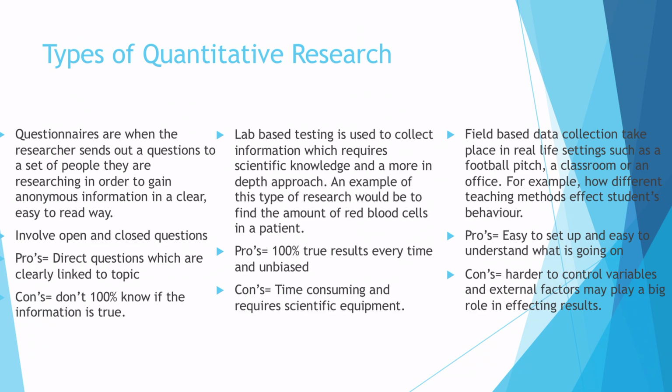However, we would like to think that most is true, as it is anonymous and people like to be more open during anonymous questioning. The next type of testing is lab-based testing. It is used to collect information which requires scientific knowledge and equipment, and a more in-depth approach. An example of this would be to find the amount of red blood cells in a patient who is being tested. Lab-based testing is very in-depth and very reliable. As you can see with the pros, it's true results every time and unbiased, as you cannot argue with science and you cannot argue with scientific results.